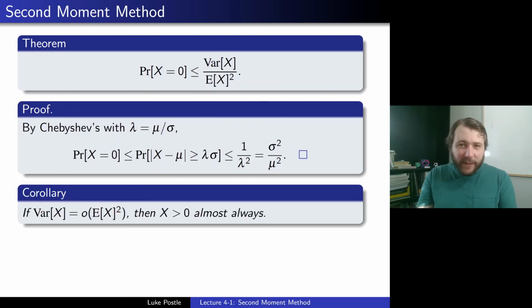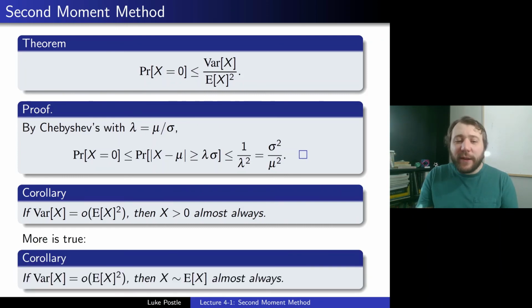Well, a different way to think about this, a nice corollary, is that if the variance of x is little o of the expectation of x squared, then this says that the probability x equals 0 is really going towards 0. And so it tells you that x is greater than 0 almost always. And if you stare at that proof above, you'll actually know a bit more is true: that if the variance of x is little o of expectation of x squared, then really you can conclude that x is approximately e of x almost always.